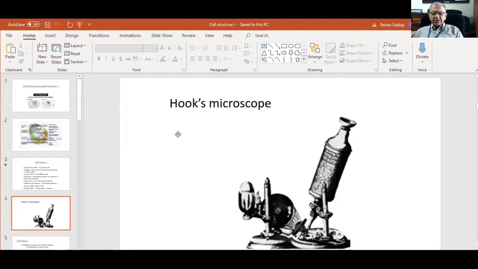In the next slide, you see Hooke's microscope. This is a very simple microscope. The microscope that you will see in the lab is a modern compound microscope. This one is a simple microscope which was used by Hooke when he looked at these cork cells. It has an ocular and an objective.